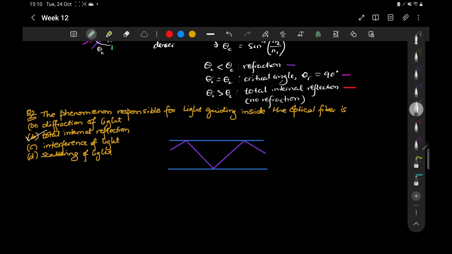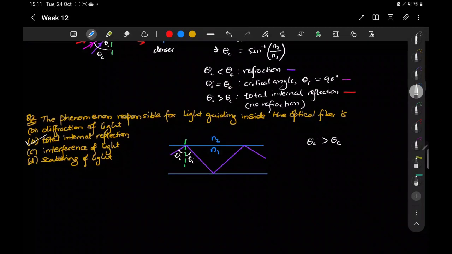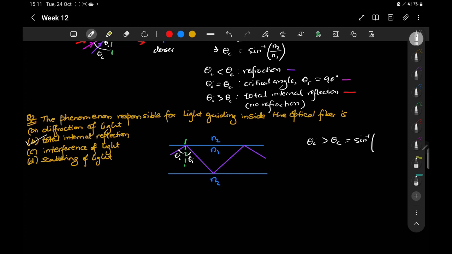So if I draw the normal, and this is theta I, this is also theta I from the laws of reflection, and this theta I has to be greater than theta C, then we are in the regime of total internal reflection. And let's say the refractive index of this medium is n1, and this medium over here also is n2, then theta C is sine inverse n1 over n2. So the correct option is total internal reflection, option B.